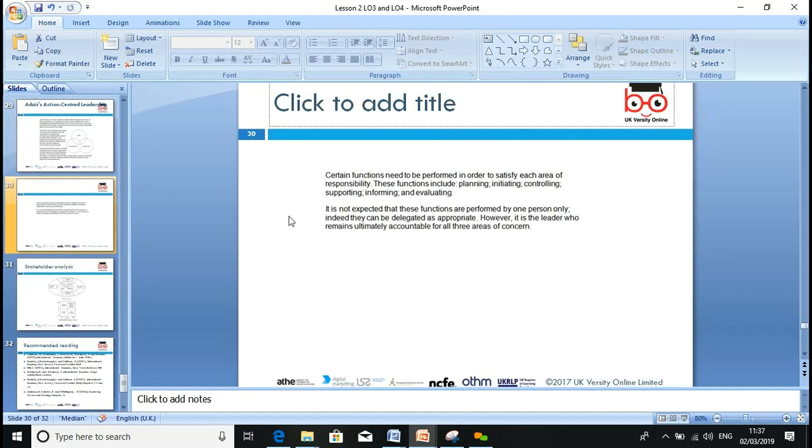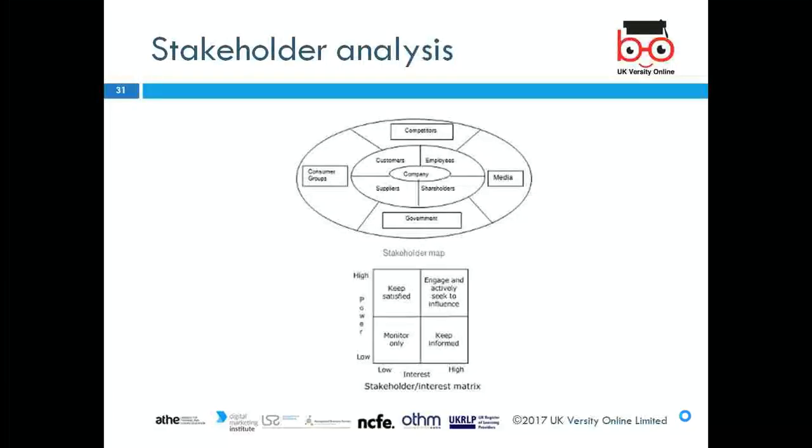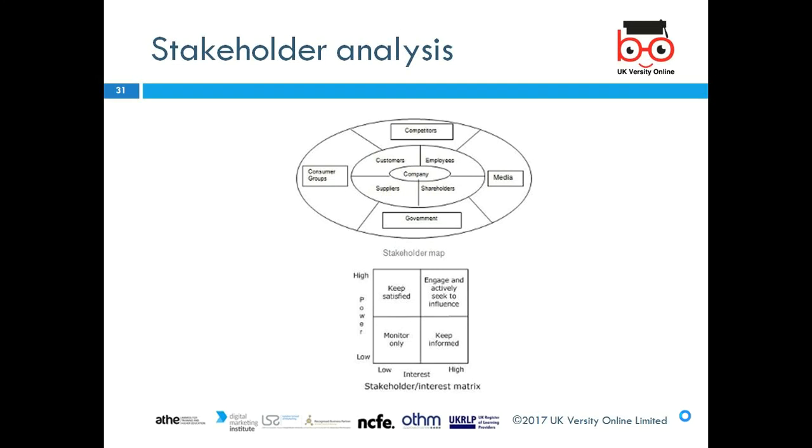Certain functions need to be performed in order to satisfy each responsibility. These include planning, initiating, controlling, supporting, informing, and evaluating. So all these are crucial to implementing the change in our organizations. Now our discussion will look at stakeholder analysis. To implement the change effectively, we need to conduct a stakeholder analysis.